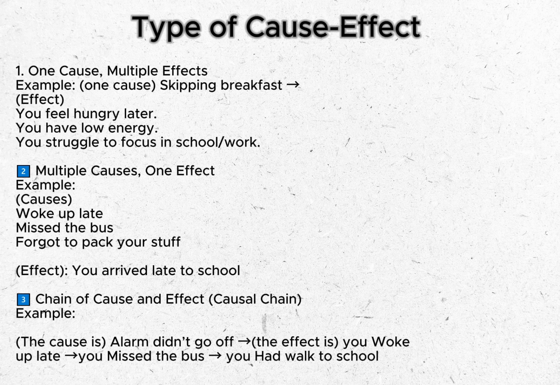You have low energy. You struggle to focus at school. The second is multiple causes, one effect. Example, multiple causes: woke up late, missed the bus, forgot to pack your stuff. One effect: you arrive late to school. The third is a chain of causes. Example, the cause is the alarm didn't go off. The effects are you woke up late, you missed the bus, you had to walk to school.